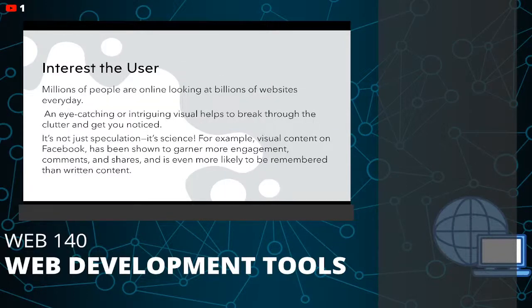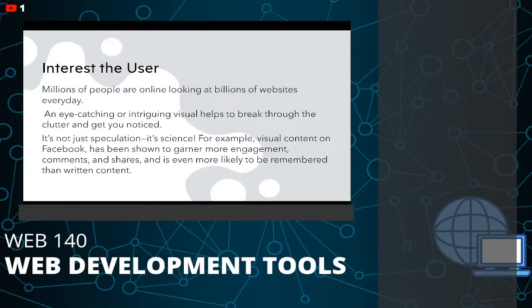So the first I is interest. We want to interest the user, right? And the fact of the matter is that we have millions of people online looking at billions of websites every single day, right? So our website in particular is just one of many that someone might see on a given day. So if we can bring something to the table that is eye-catching, that is intriguing, that is unique to our site, that is custom for what we're doing, that's going to help break through the noise, break through the clutter, and get you noticed.